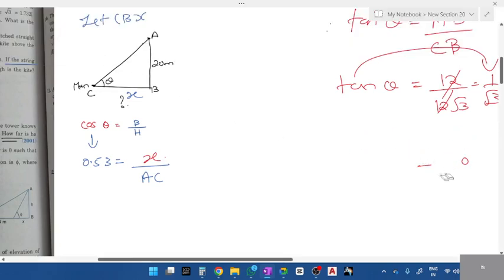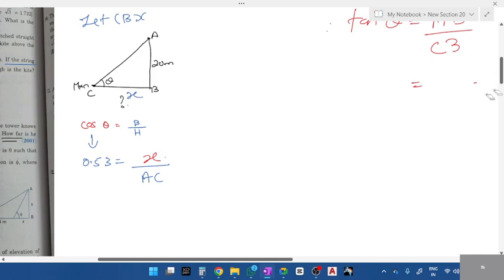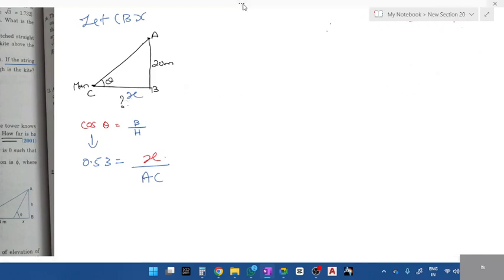So how many values are required here? If you want to find the value of X, we should have the value of AC, right? If you find the value of AC and cross multiply, will we get the value of X? But here AC is not given. Instead of AC, what do we have? AB value is given. So AB is given, CB is to be found, AC is not given.